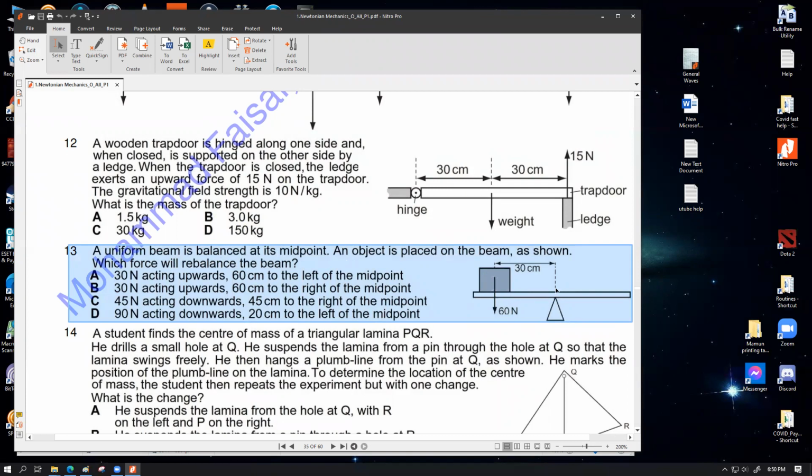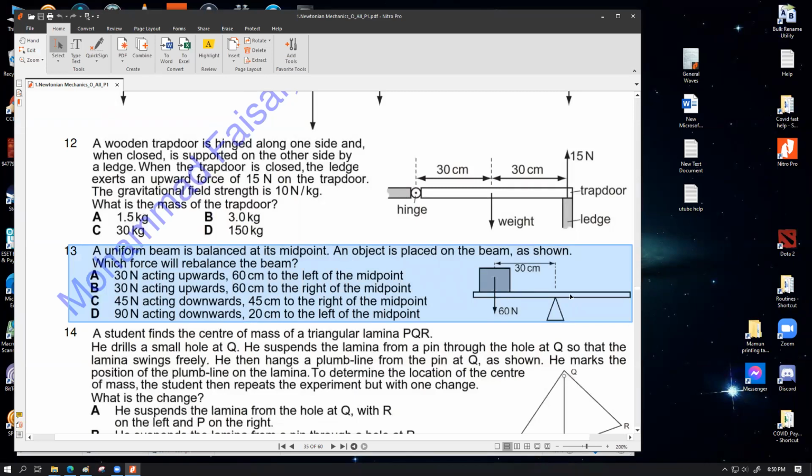So the bar can be perfectly balanced. Now we have placed another object on the left side. Which force will rebalance the beam? Which means now we are trying to find out a force that should be placed over here so that the existing moment of this setup can be counteracted.